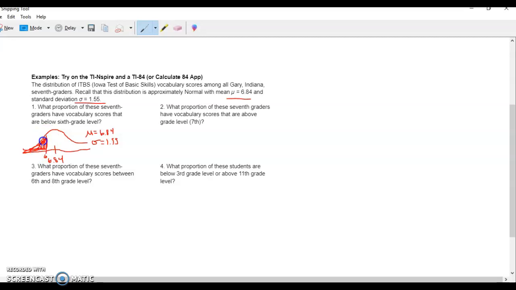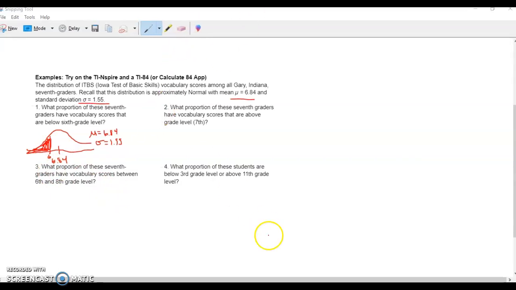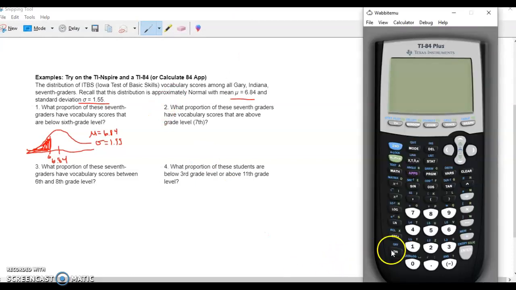And the beautiful thing about technology is I don't have to standardize. I don't have to use the z-score formula. Khan Academy, again, is going to show you using the z-score formula. We don't really need that. So let me go to my calculator. Again, if you're at home, you're using the 84 or Calculate 84, the app. It works the same way. I go to second VARS, normalcdf, that number 2. We'll never use option 1 there.